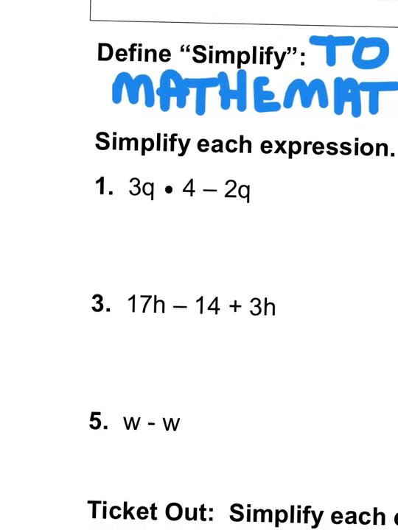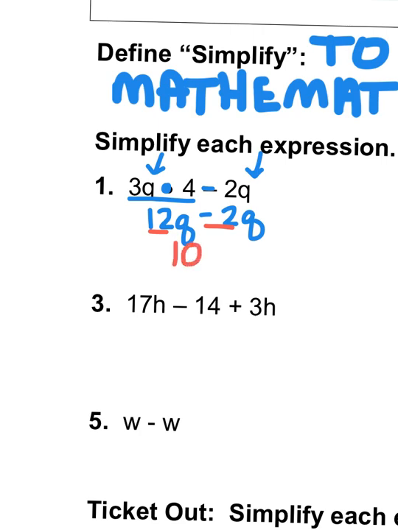On number 1, I do see 2 terms that are alike. However, I must use my order of operations. I must multiply before I can subtract. So I'll do 3q times 4 first. That would be 12q. Then copy down the minus 2q. You're going to be asking yourself, are these terms alike? Yes, they are. They have the same variable, the q's. So we subtract the coefficients. 12 minus 2 is 10. 10 q's. And that is our simplest answer. That is simplified. Go on to number 2.